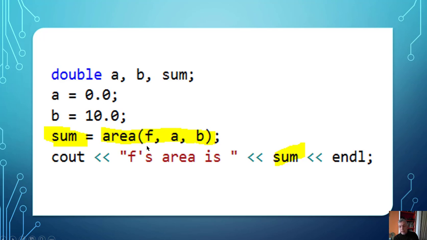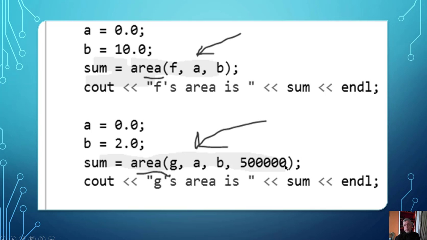So I say, here's a function f. There's a and b. It goes inside and magically comes out with some sum. I can repeat those steps, change a and b, and now give it the function g. And if I really like, I could say I want that sum for g to be over 500,000 intervals. And so I just add the last parameter.